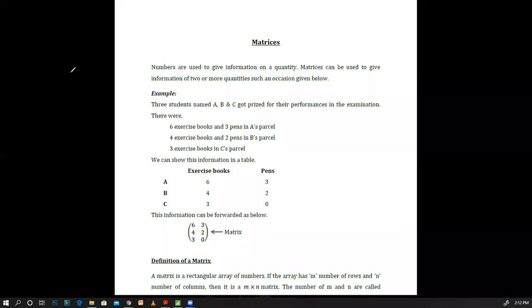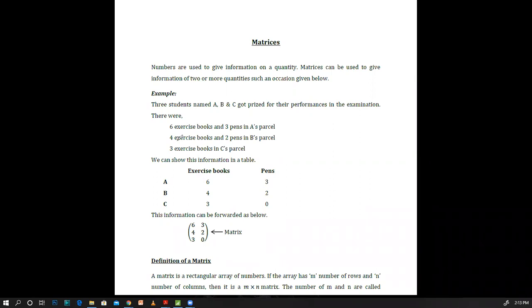Here it says, as the example, there are three students named A, B, and C, and they have got prizes for their performances in the examination. If you look at this example, it is just information regarding the gifts that A, B, and C got. It means the prizes that A, B, and C got for their performances in the examination.